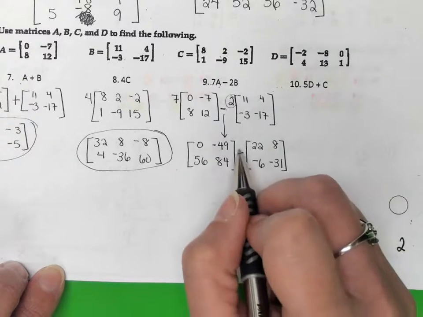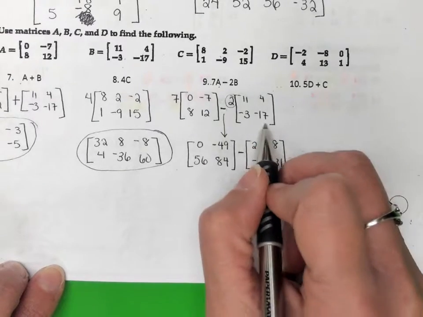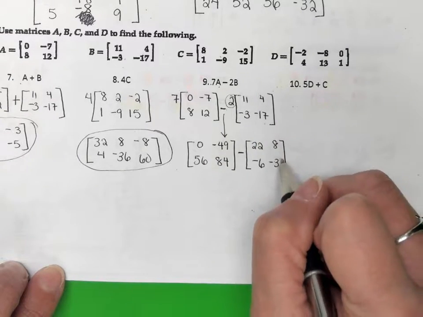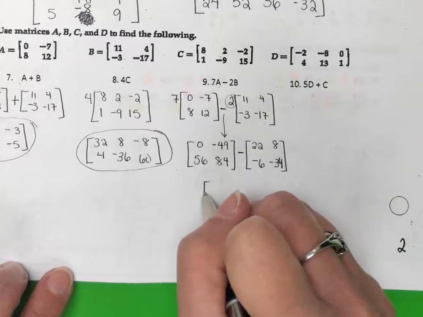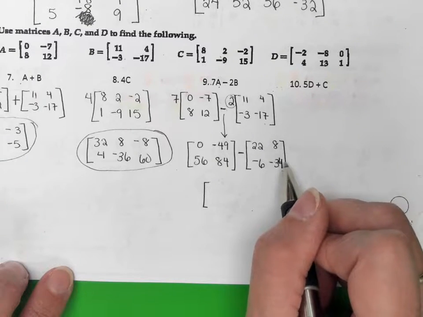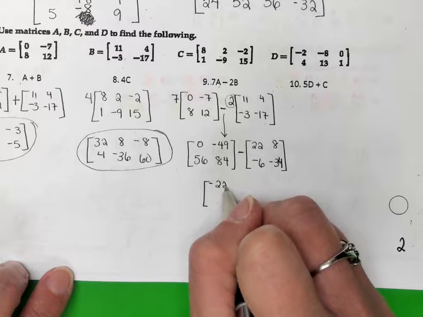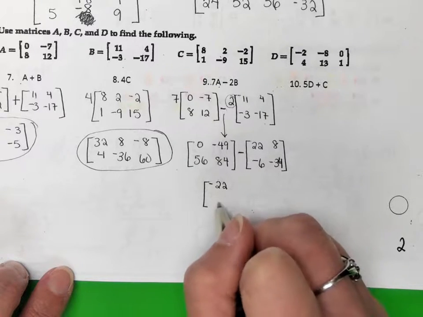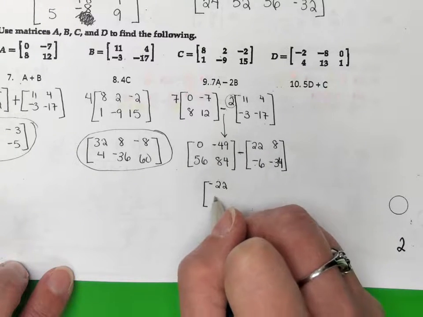We've got to subtract the 11. And see, now we can just subtract them. Alright, can we subtract them? Are they the same? Yes, they are. Alright, what's 0 minus 22? Negative 22. What's 56 minus negative 6? Two negatives make a positive. 62.